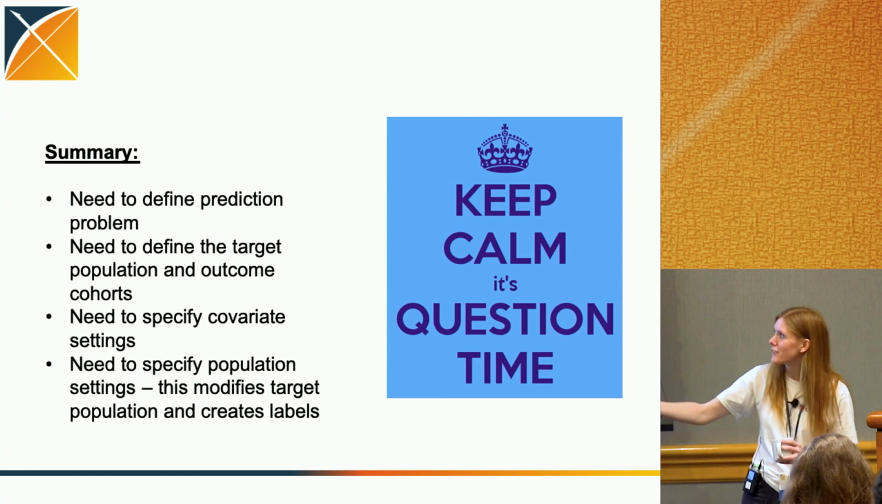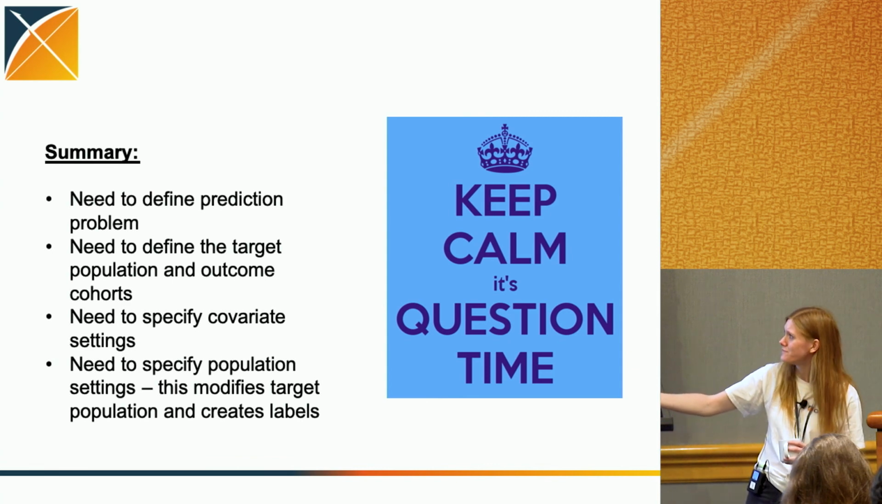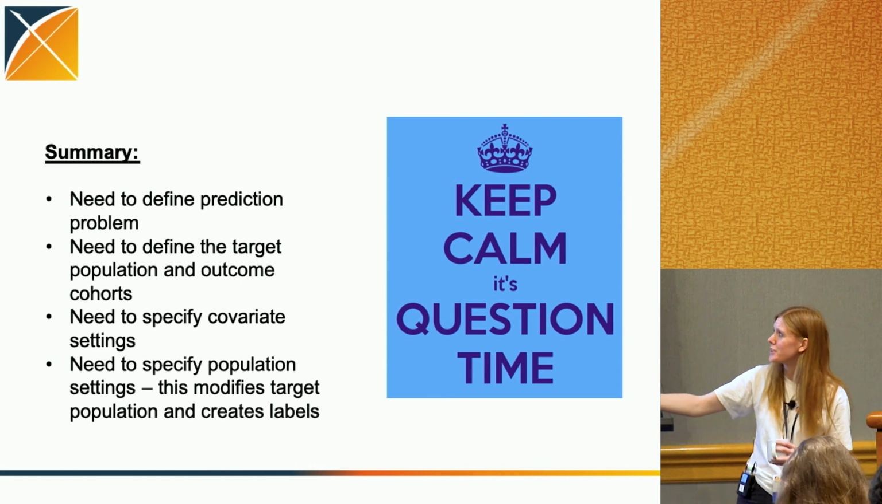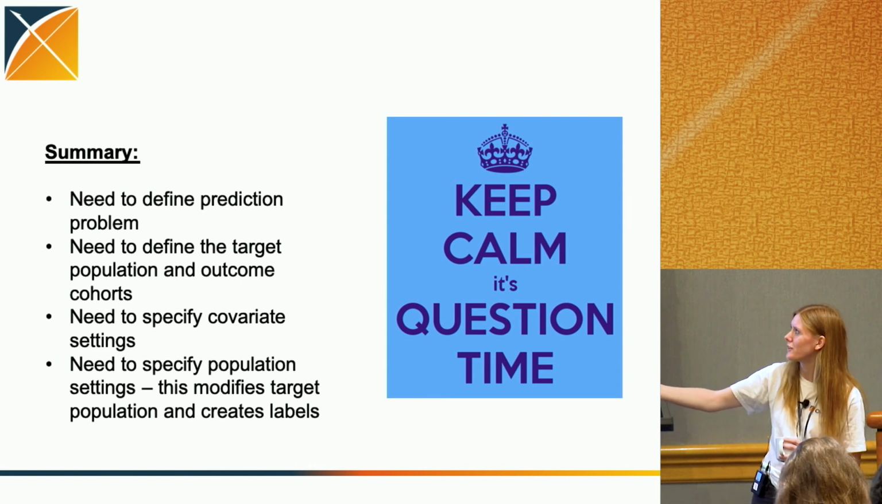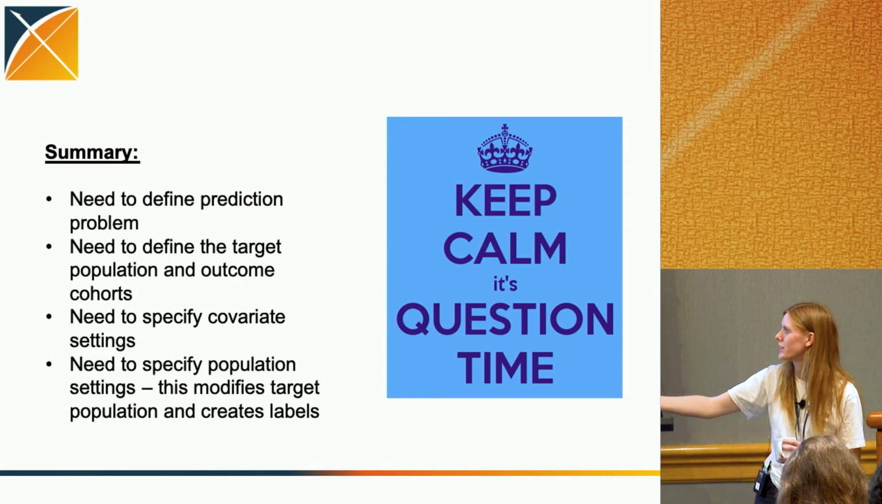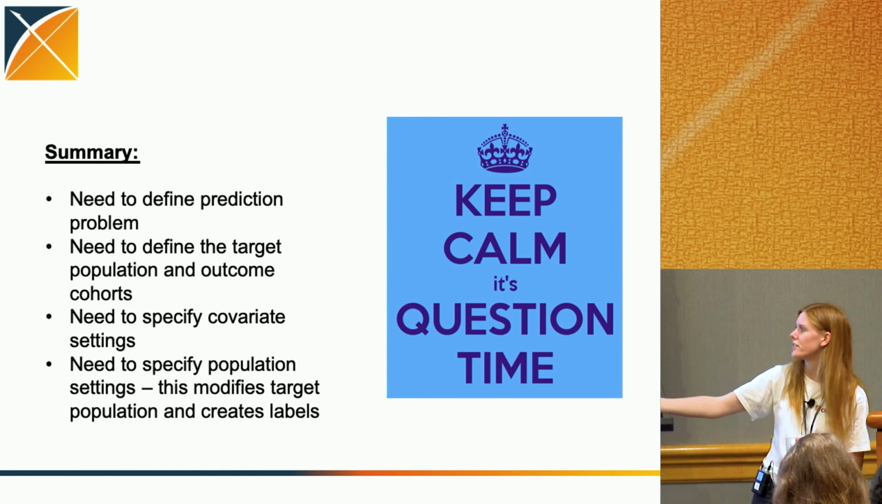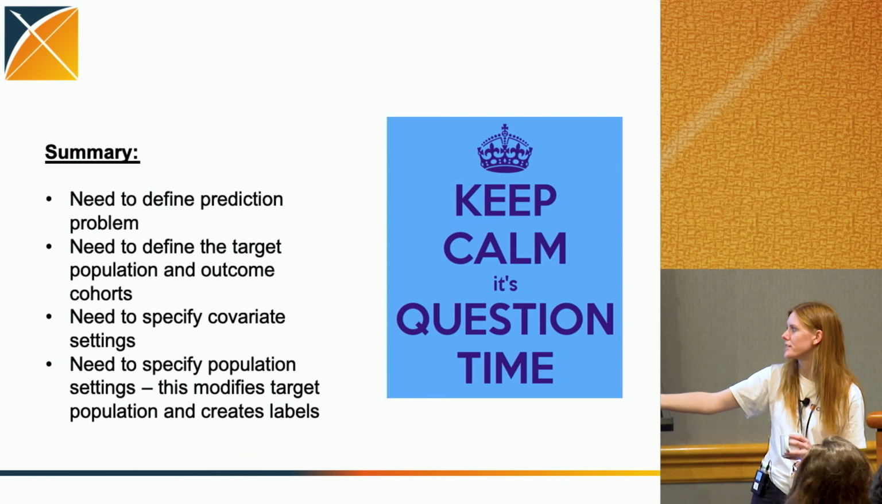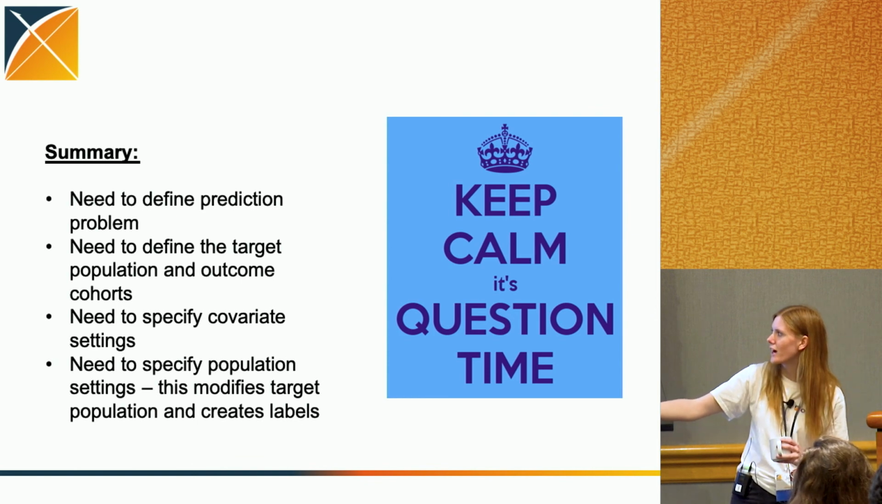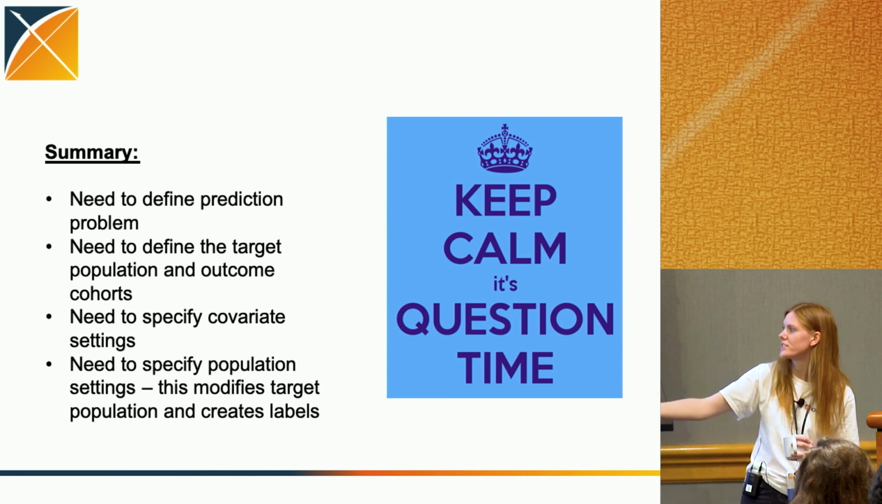So the key thing is to define the prediction problem. You need to make sure that you have defined the target and outcome cohorts in Atlas, or however you want to create the cohort tables. You need to specify the covariates, and you need to specify the population settings. But this can be done after you extract the data, so you could do sensitivity with these.